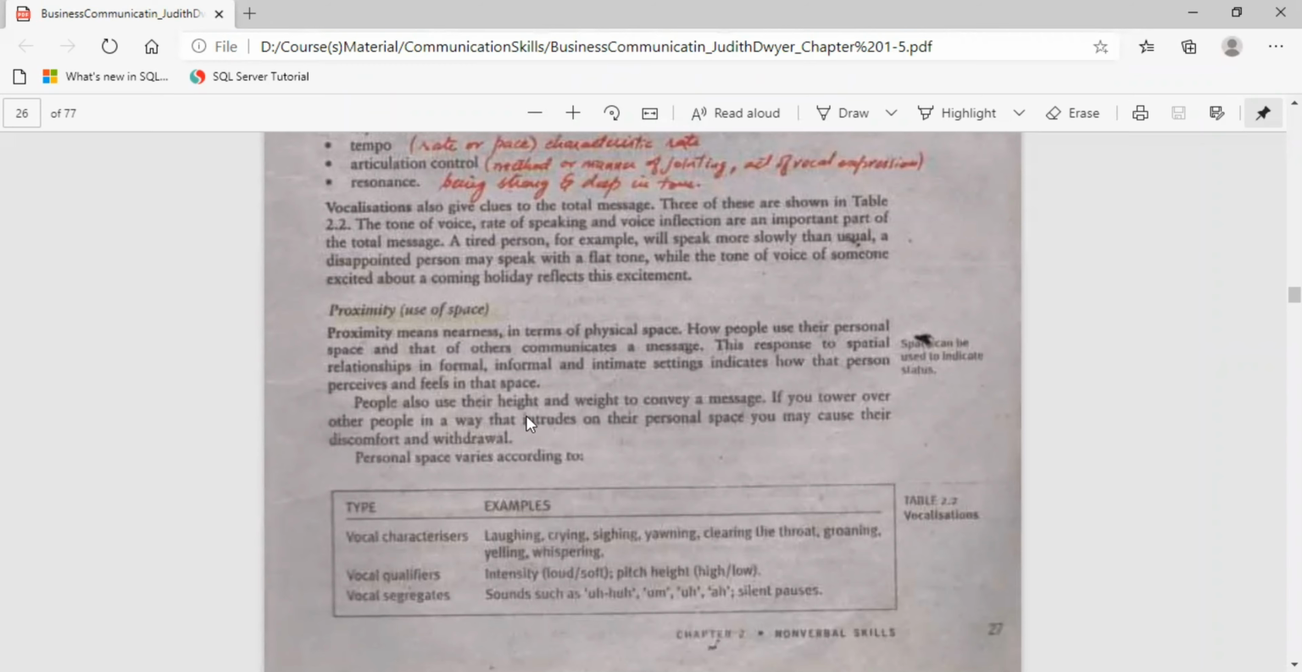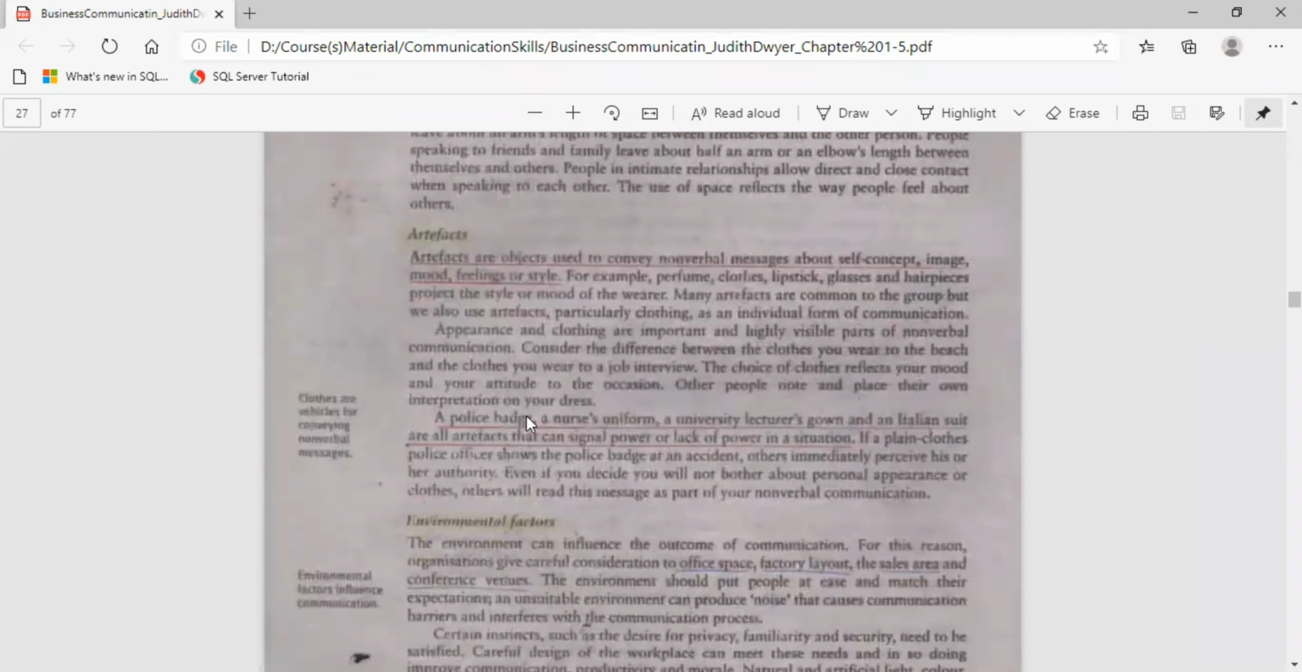Now let's move further. The next one is artifacts. Artifacts are specific objects that are used to convey certain meanings. In order to acquire a more precise understanding of artifactual communication, let's start to define or discuss this.